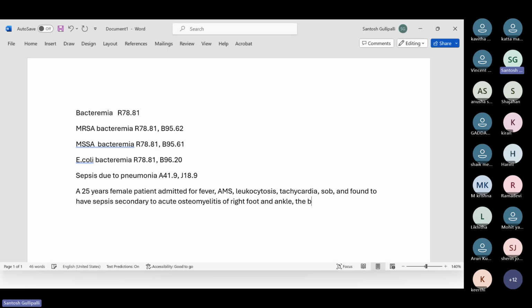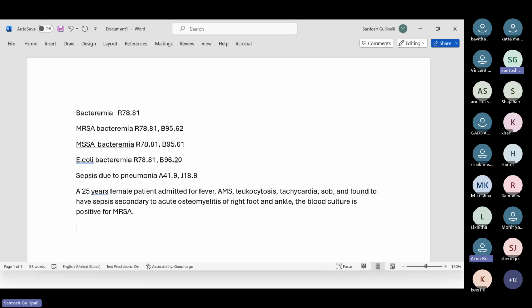So the blood culture is positive for MRSA. Okay, so in this scenario, first, what is the principal diagnosis? A41, sepsis due to MRSA.